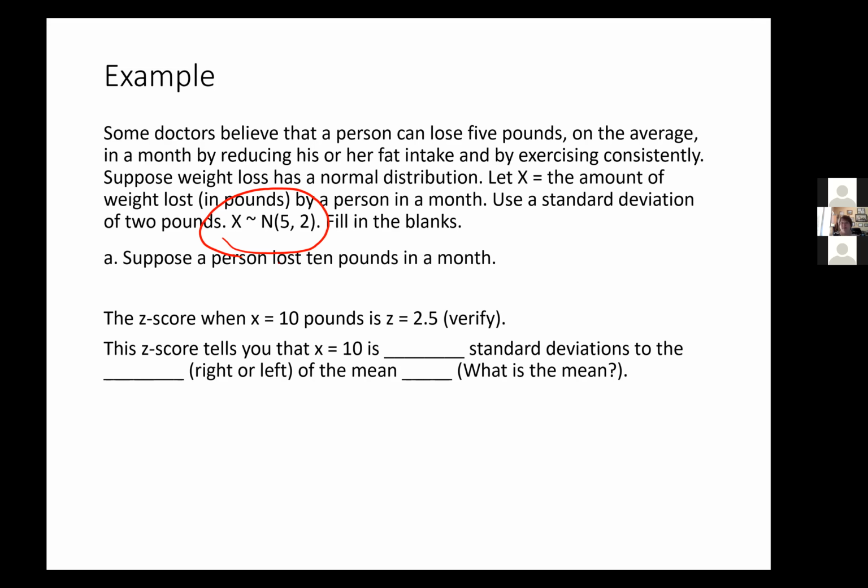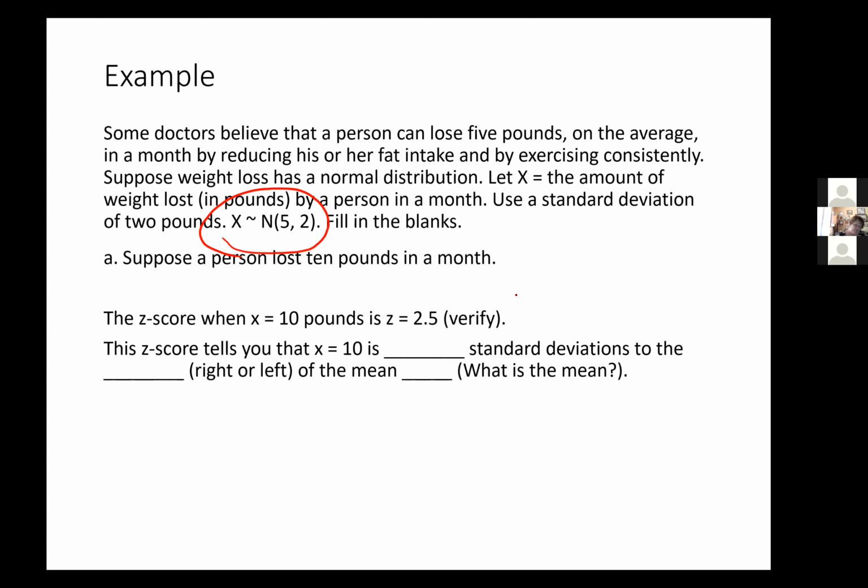Suppose a person lost 10 pounds in a month. Well, that's above the mean, right? The mean is 5. What if they lose 10? What's the z-score when you lose 10 pounds? How many standard deviations above the mean is 10 pounds? And it tells me that it's 2.5.